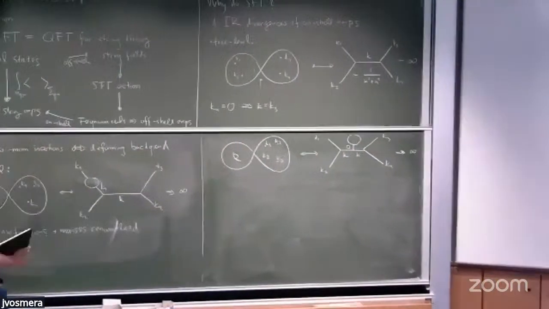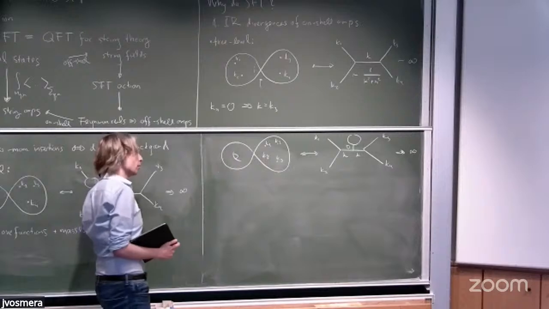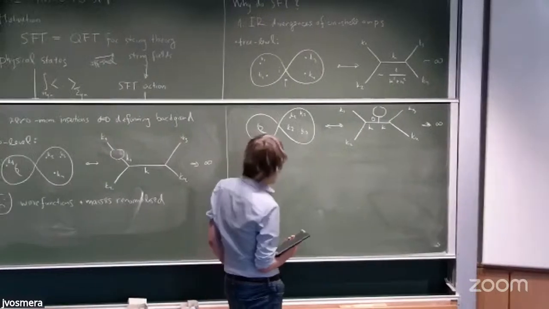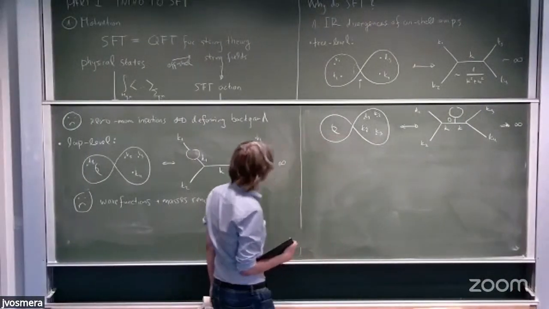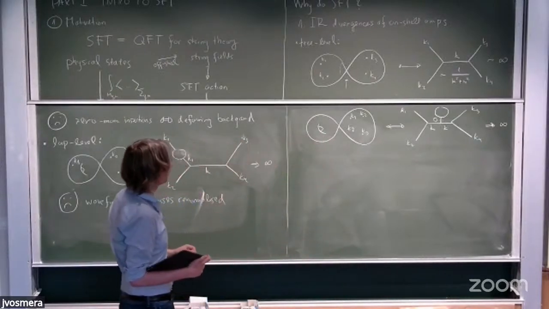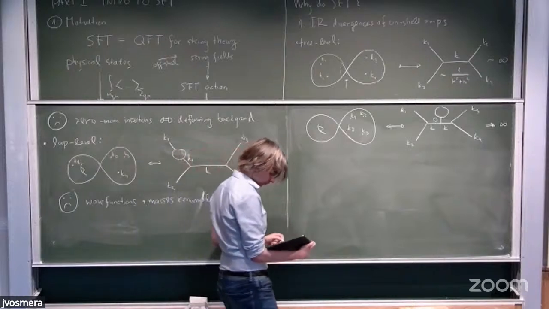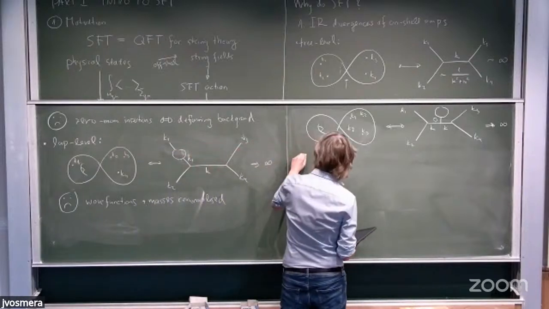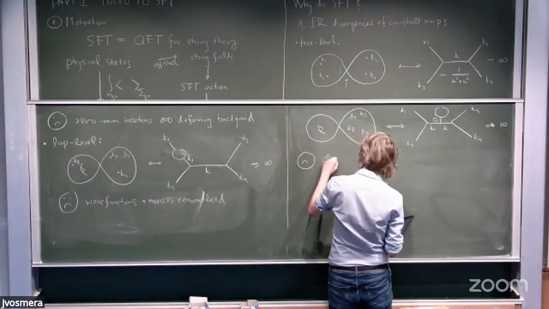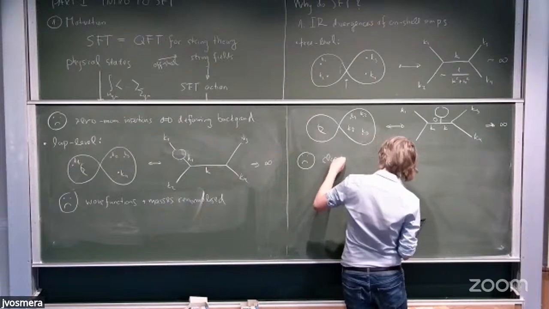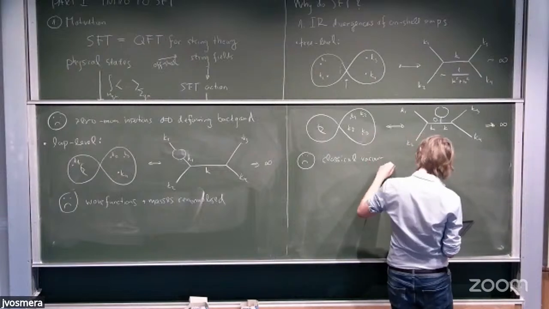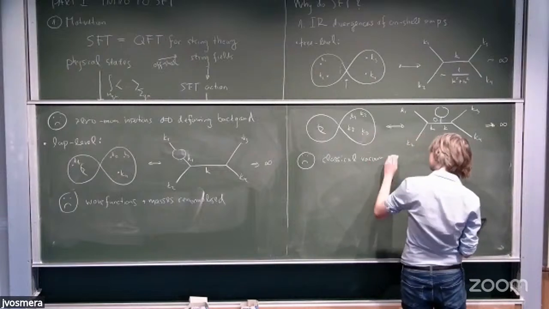And again, you can ask yourself, why are you getting this infinity? Well, what is wrong with your logic? And the thing which goes wrong here is that if you have tadpoles in the theory, that means that your vacuum, which was the true vacuum at tree level, is no longer a true vacuum at a quantum level. In other words, the classical vacuum through these tadpoles will receive quantum corrections.